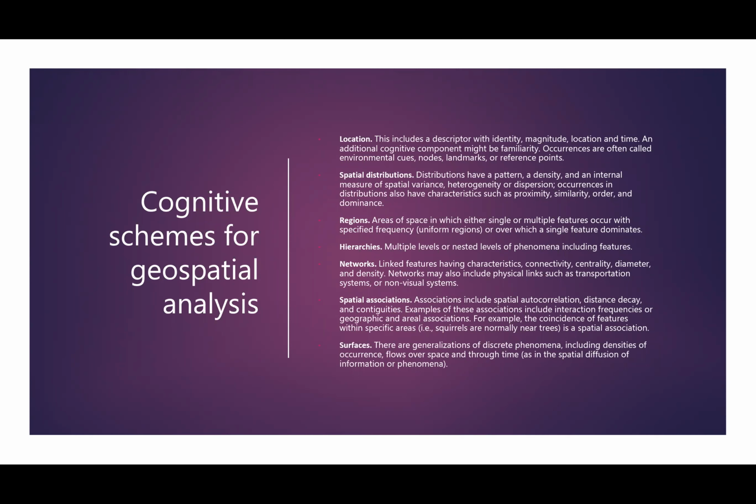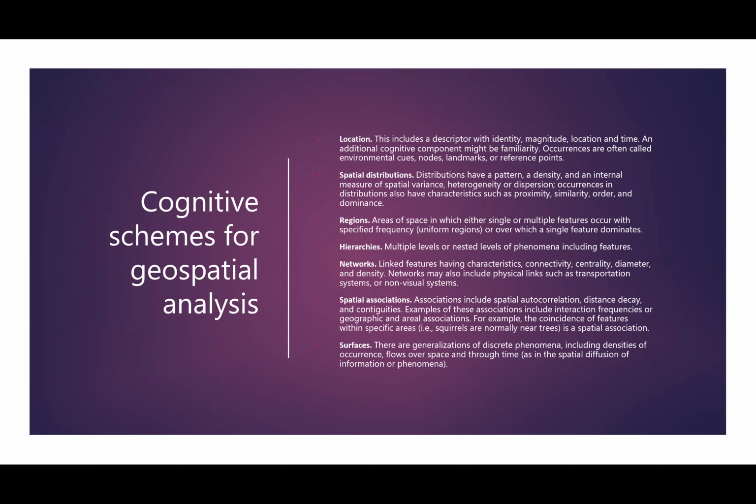Next, we have spatial distributions. So distributions have a pattern, a density, and an internal measure of spatial variance, heterogeneity, or dispersion. Occurrences and distributions also have characteristics such as proximity, how close we are, similarity, how closely associated they are. Order, is there a specific series of steps in that order of that spatial distribution? And then dominance, which one dominates as the most important element within that context.